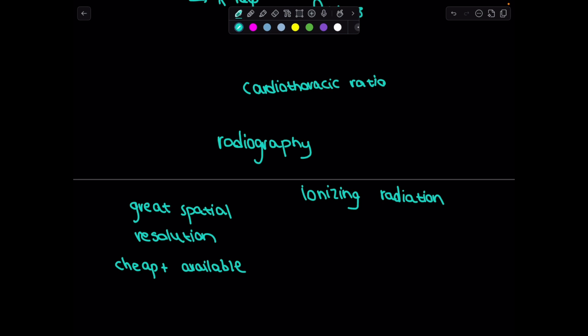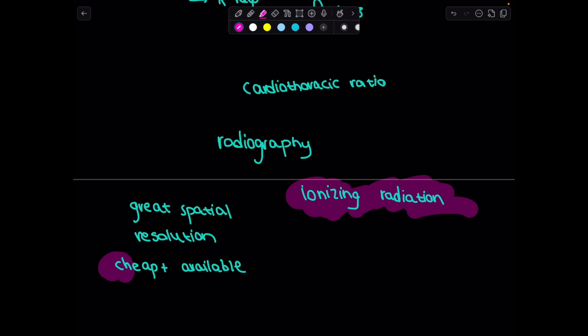I see. So with radiography, we said that we have ionizing radiation, which is kind of the downside, isn't it? But it's cheap and available, it seems, and also it gives us great spatial resolution. But how come it gives us great spatial resolution?